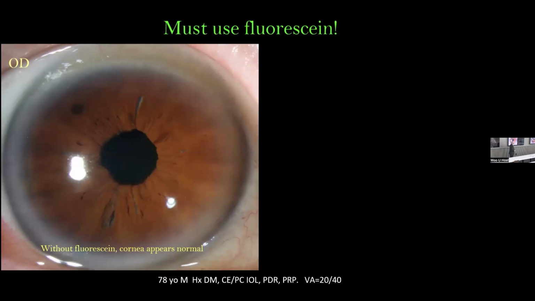This is a 78-year-old lady with diabetes. She developed proliferative diabetic retinopathy, saw her retina surgeon, got pan-retinal photocoagulation, and had cataract surgery, but winds up with only 20/40 vision, which she is complaining bitterly about. She goes back to her cataract surgeon who says, my surgery is perfect. There's nothing wrong with that. It must be your retina.